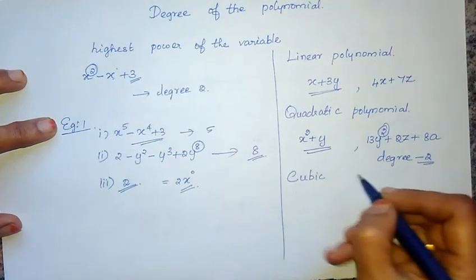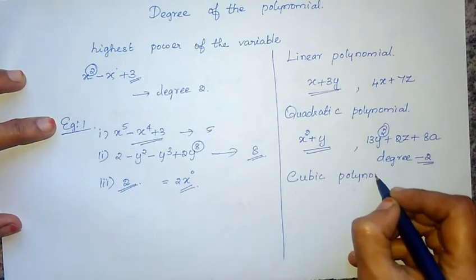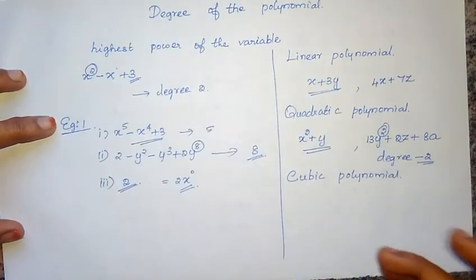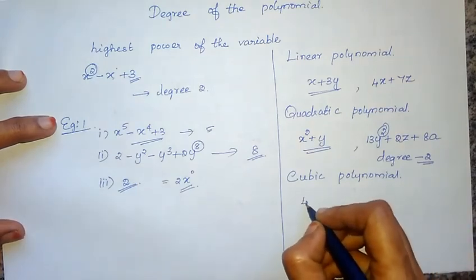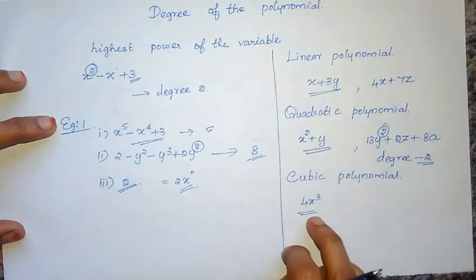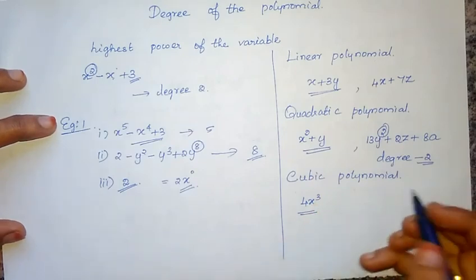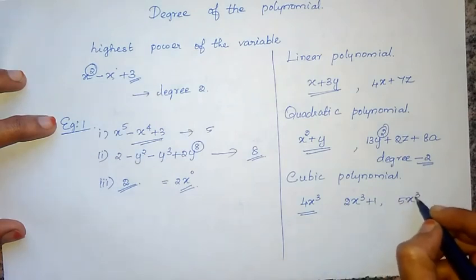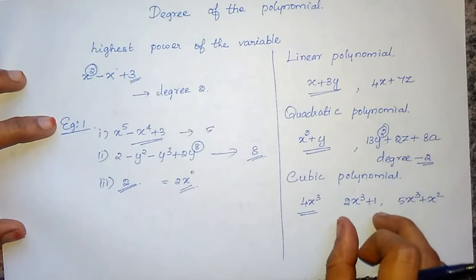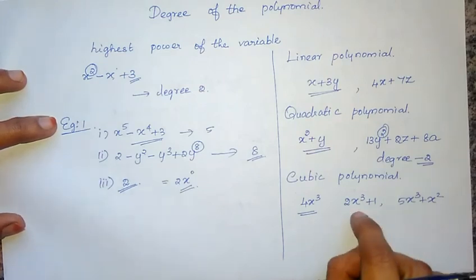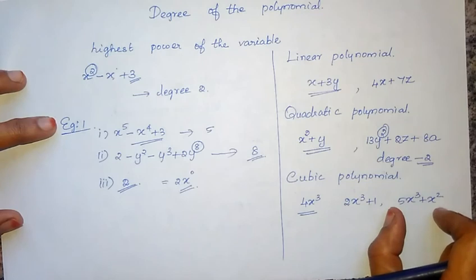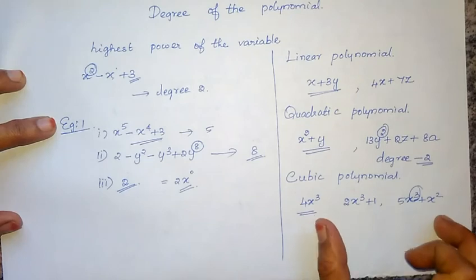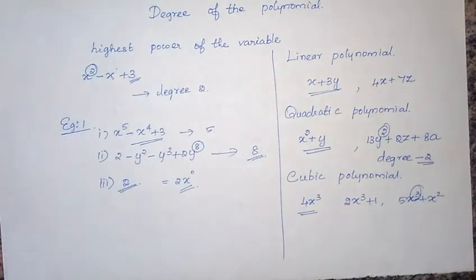Next one, cubic polynomial. A polynomial of degree 3 is called a cubic polynomial. For example, 4x cube. This is a polynomial with the degree 3. So, this is a cubic polynomial. 2x cube plus 1. 5x cube plus x square. Here in this polynomial, the degree is 3. In this polynomial also, the degree is 3. Highest power is 3. So, these polynomials are called cubic polynomials.